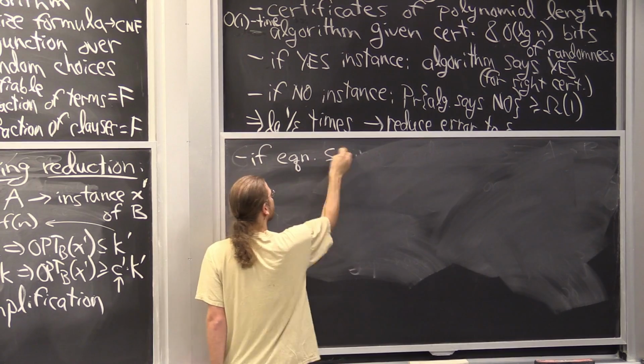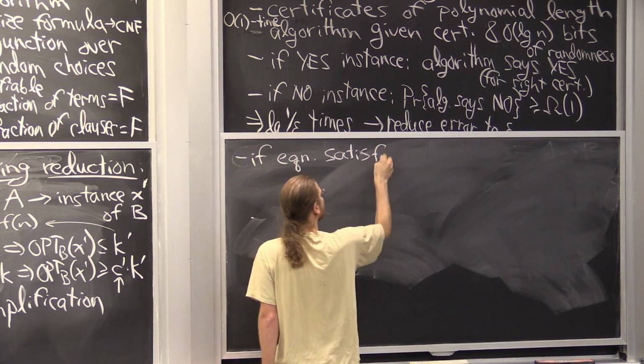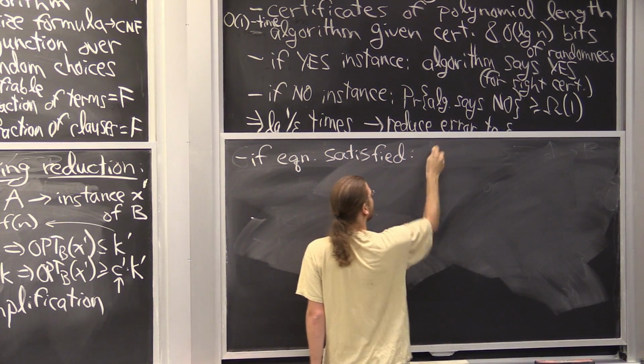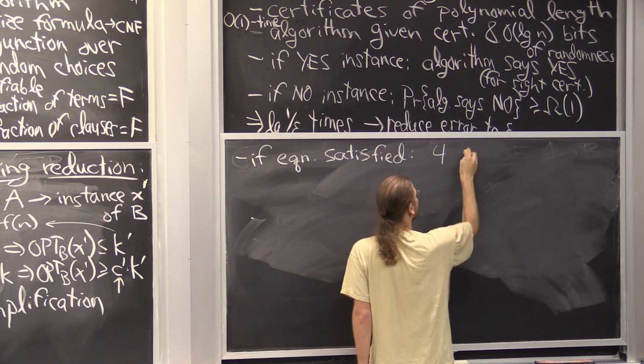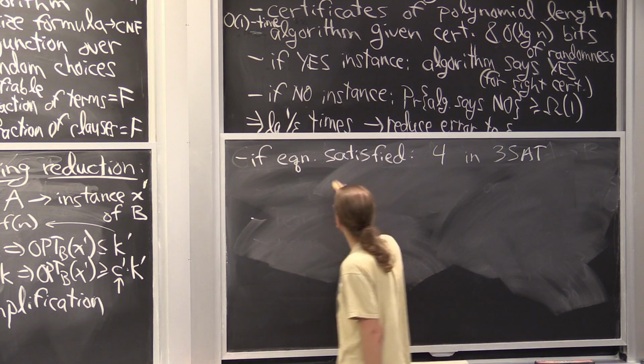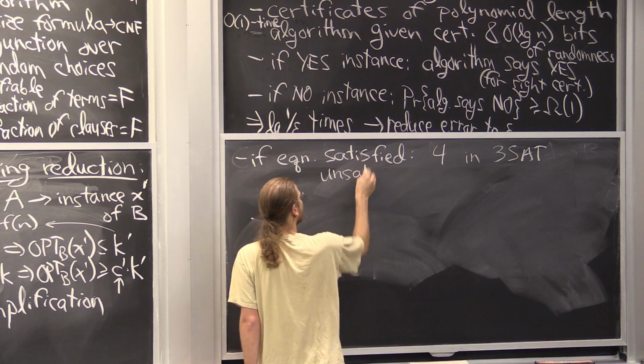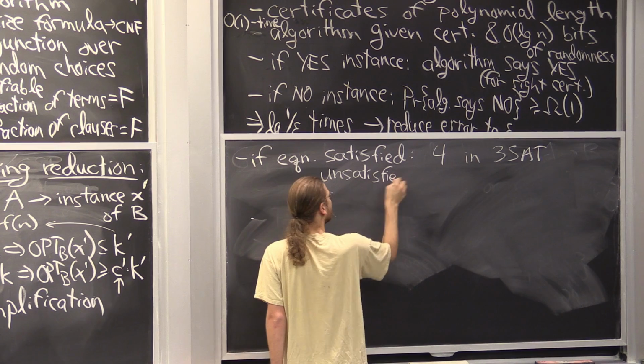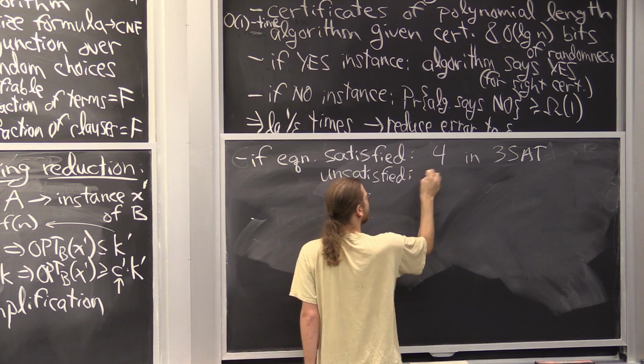So if the equation is satisfied, then we get 4 in the 3-SAT instance. And if it's unsatisfied, we turn out to get exactly 3.